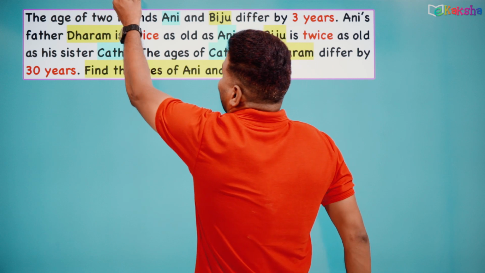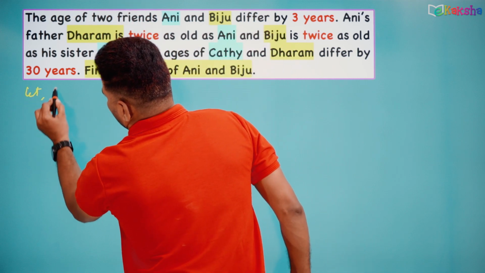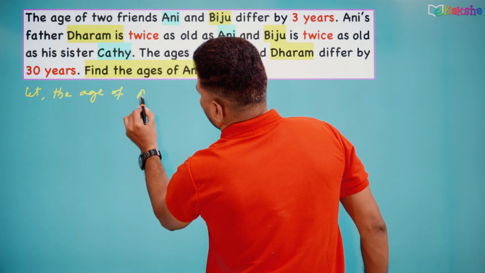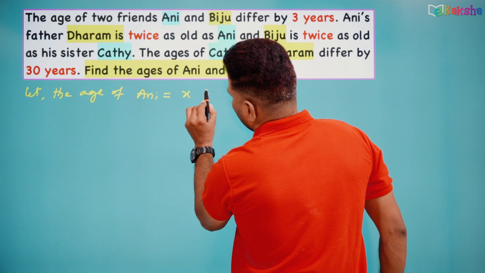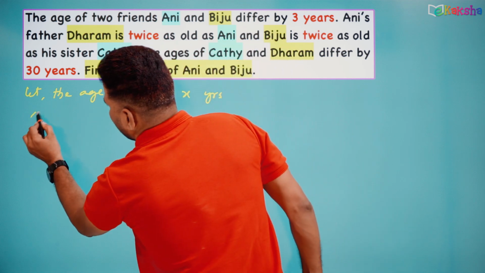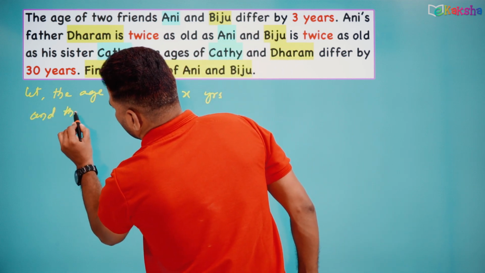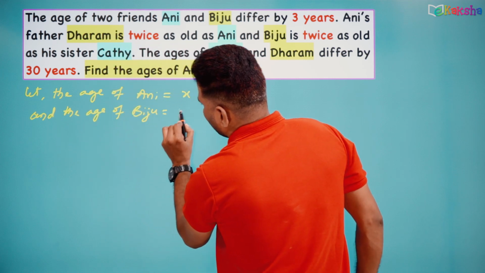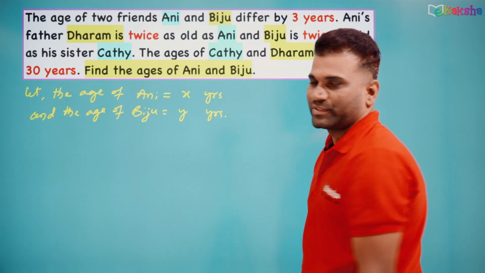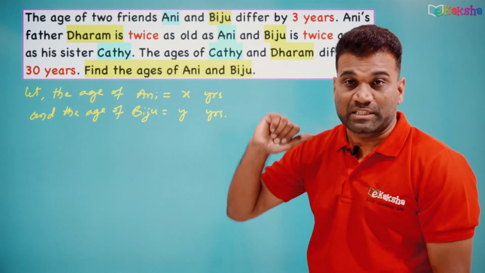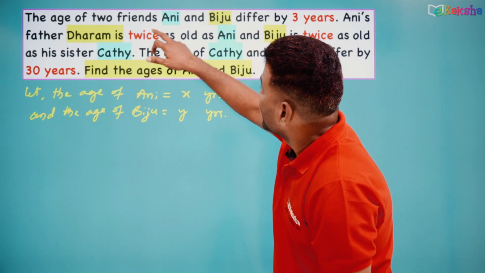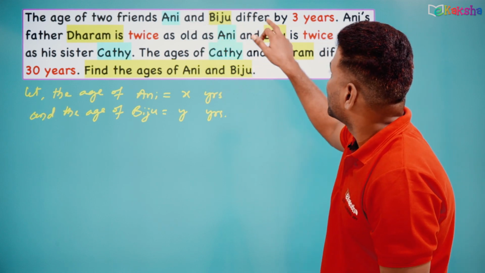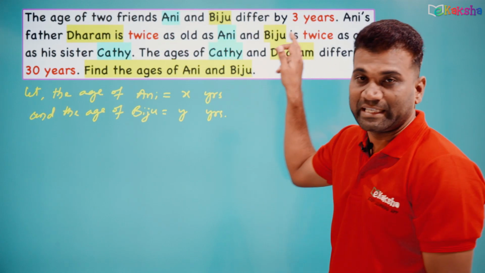Okay, let the age of Ani be x years and the age of Biju be y years. Now according to the first condition, what is that? These two friends, Ani and Biju, their ages differ by 3 years.